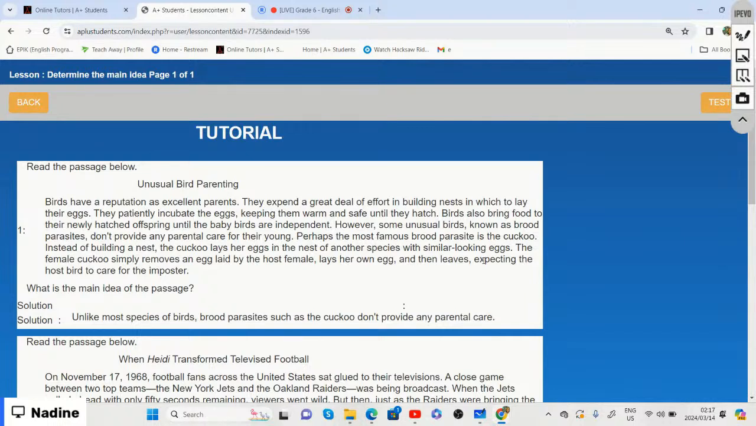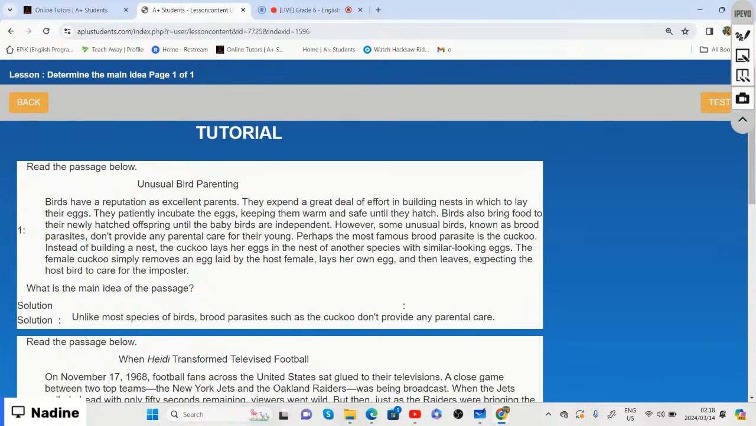All right. And if we look at the main idea, or we identify the main idea within this text, which is unusual bird parenting, they are actually saying that birds are generally good parents, right? They have good parenting because they build a nest, they provide a home for the young, they feed the young, and the eggs need to be in a warm place before they hatch.